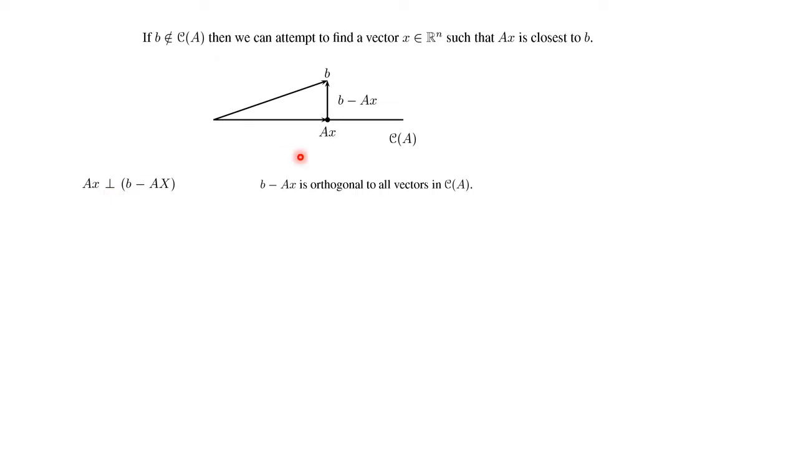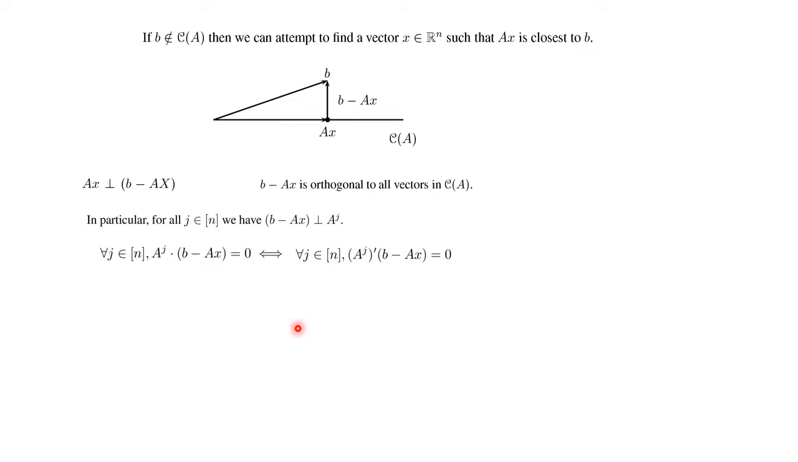And if b minus Ax is orthogonal to the whole column space, it's orthogonal to all of the particular vectors in the column space. In other words, to all of those columns of the matrix A. So for every j, b minus Ax is orthogonal to aj. And orthogonality means that the dot product between the two vectors is 0. So aj dot (b minus Ax) is 0 for every j.